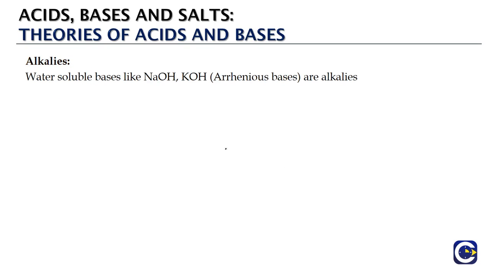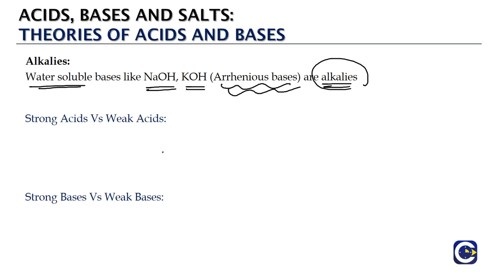Now, in the definition of Arrhenius bases, we have seen that substances like sodium hydroxide and potassium hydroxide, when dissolved in water, give OH- ions. The bases that are water soluble are called alkalis. So all the Arrhenius bases, since they are dissolved in water, we can call them alkalis.